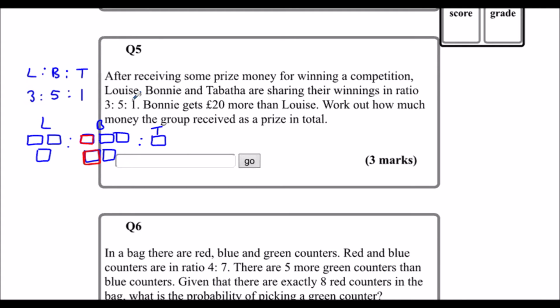So these 2 boxes must be worth £20, which means one box must be £10. So every box is £10. So Louise got £30, Bonnie got £50, and Tabitha got £10. So how much money did they get in total? 30 and 50 and 10, which is £90.